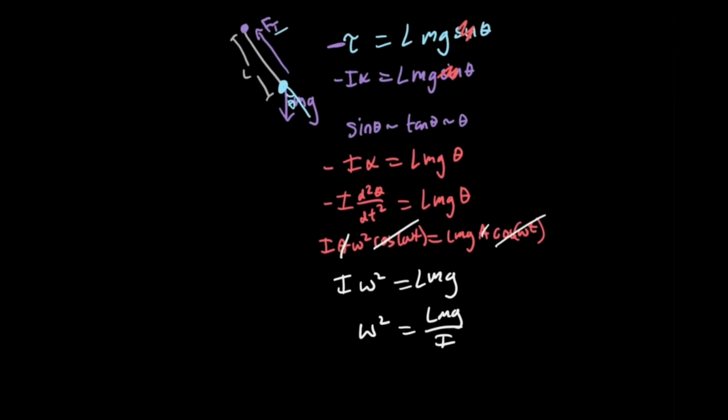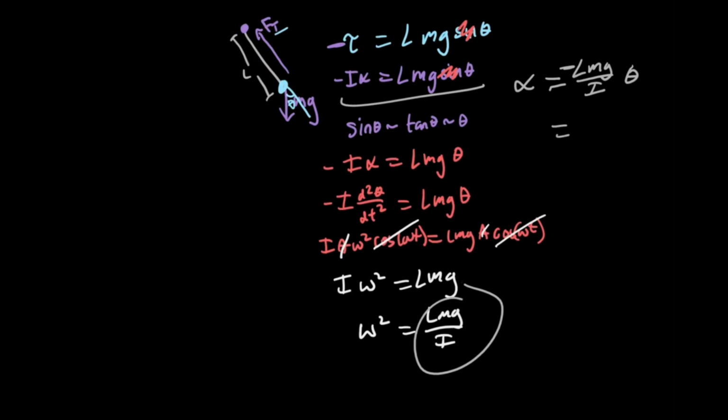So now what are we going to do? Well, we're going to go plug that into what we had before. So now that we had this guy right here, we can rearrange this as alpha is equal to L mg over I theta. Right, we're going to have our negative symbol over here, and then we're just going to plug this in, so we're going to get negative omega squared theta. And you'll notice this is pretty similar to the one that we had with the spring.